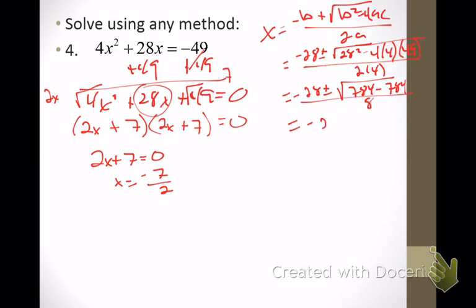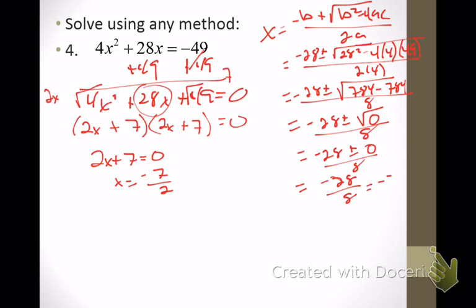And so look what happens inside your radical. 784 minus 784 is 0, which is fine. The square root of 0 is 0. If you add 0 or subtract 0, you still don't change anything. So you get this, and you reduce down to negative 7 halves, which is what we got over here. So the quadratic formula will still get you to the answer. It's just going to look a little funny because that 0 ends up being in the square root. So I wanted to show you how to deal with that.